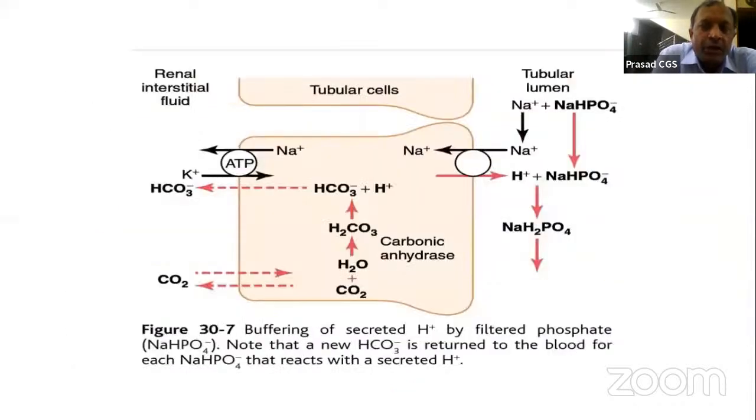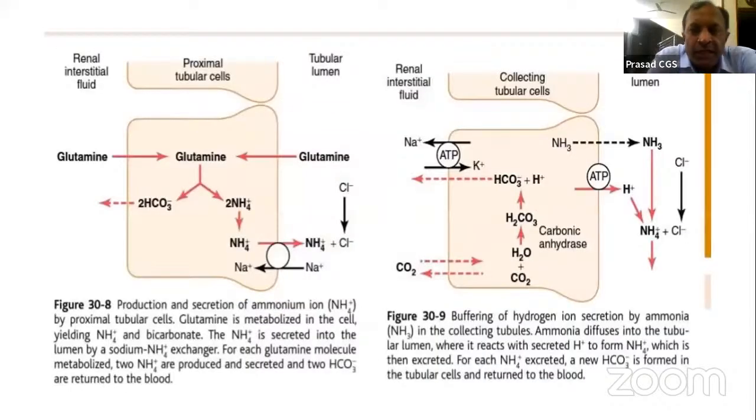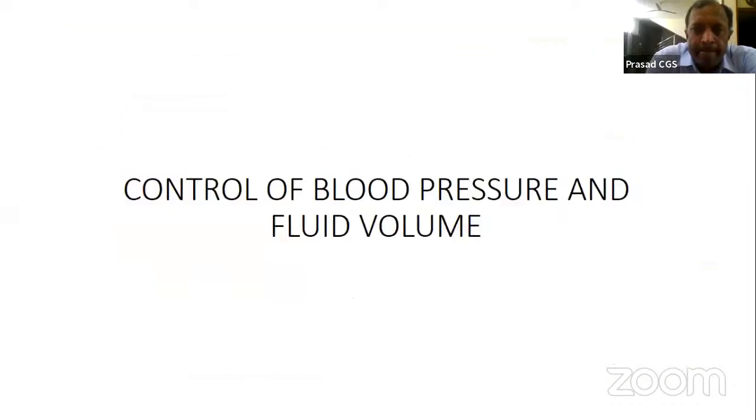At the same time, the hydrogen ion secreted into the tubules also combines with sodium hydrogen phosphate to form sodium dihydrogen phosphate. So titratable acids are formed in the renal tubule. Another mechanism is that the hydrogen ion which is secreted also combines with ammonia to form ammonium, which combines with the chloride ion to form ammonium chloride, which is excreted.